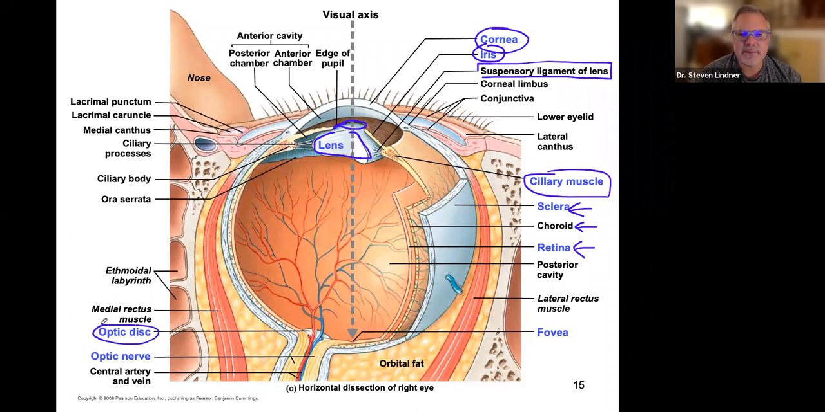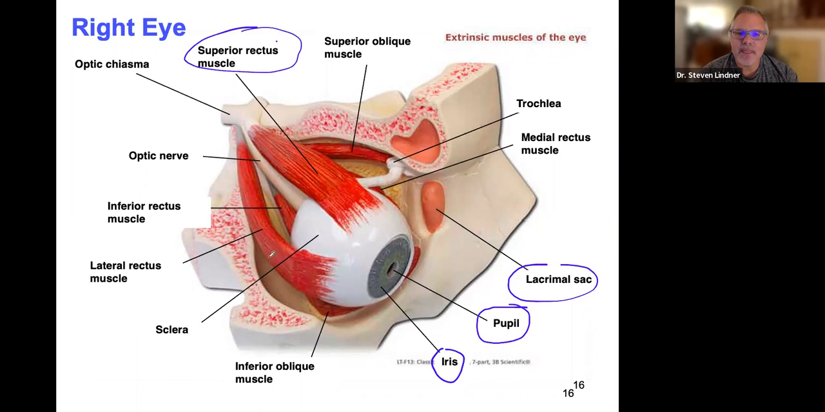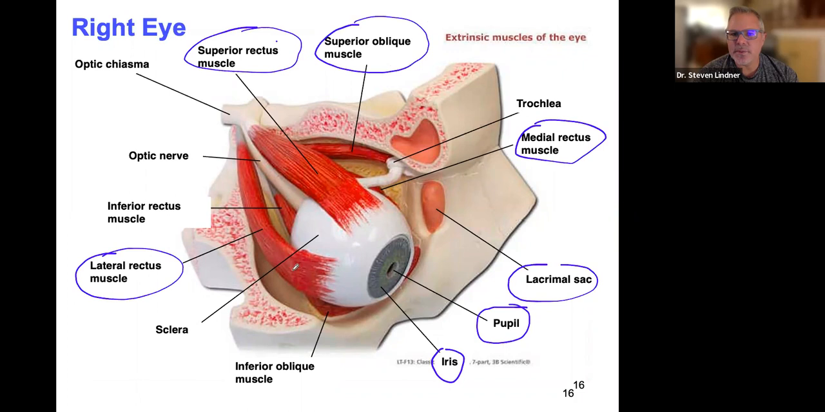Here's the optic disc. Here's the optic nerve. We could see the central artery and vein also passing through. When we look at the model of the eye, we can see the iris, the pupil. Here's the lacrimal sac. We see the superior rectus right here on the top. We see the lateral rectus on the outside. You can see a little bit of the medial rectus on the inside. We see the superior oblique and the inferior oblique.